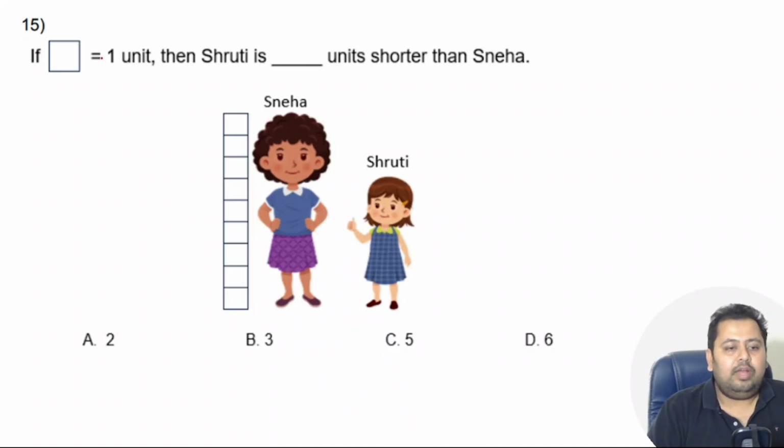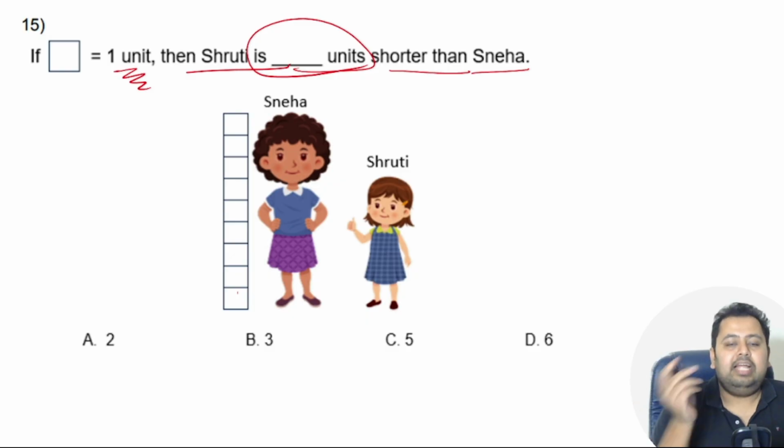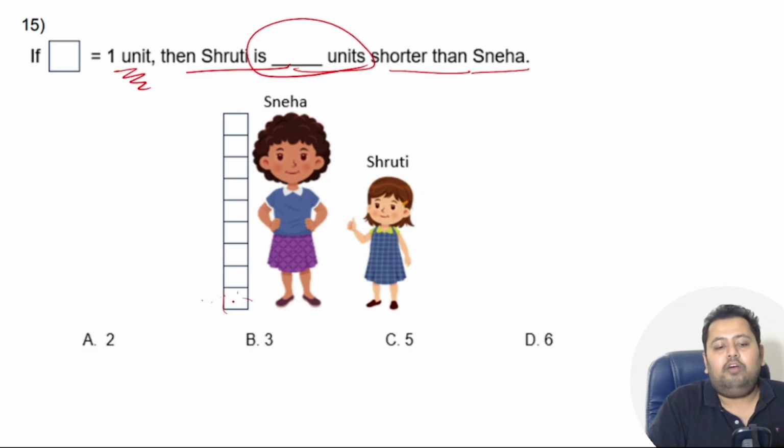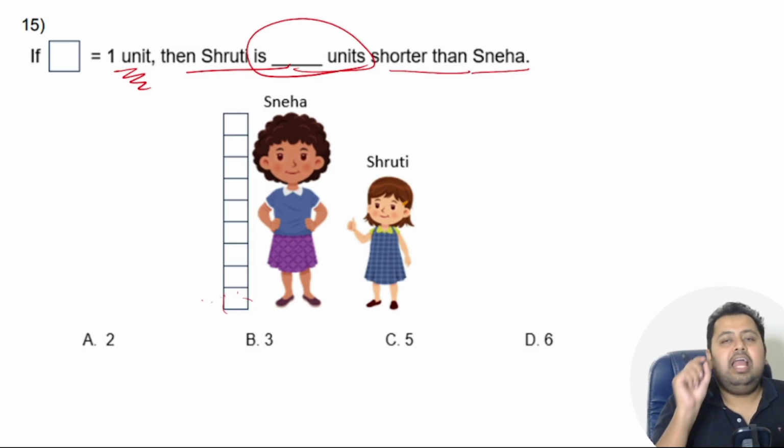Now, over here these are a set of squares, right? So one square is 1 unit. Then Shruti is dash units shorter than Sneha. So what you have to do over here is find out Sneha's height in terms of 1 unit, because the scale given here is of a few squares, and one square is 1 unit. You have to find out the height of Sneha, then the height of Shruti, and then do the subtraction.